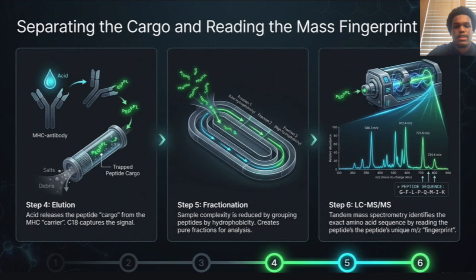They use reverse phase LC to group peptides by hydrophobicity, reducing the complexity of the sample before the last step, step 6. And step 6, identification via LC-MS/MS. Finally, they use tandem mass spectrometry to determine the exact amino acid sequences by measuring their mass to charge ratios.